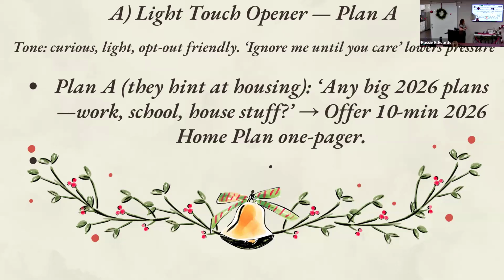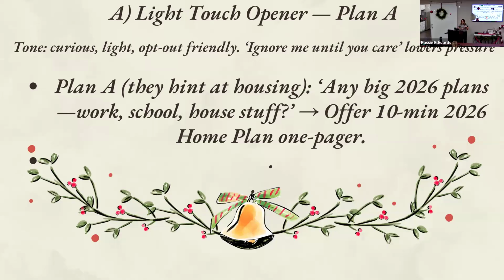Plan A is going to be that if they are hinting at housing. A script along these lines would be like, how's your year been? Do you have any big 2026 plans? Work, school, house? You're just talking conversationally. These are people that you know, remember? So you're at a party, and these are just people that you know.